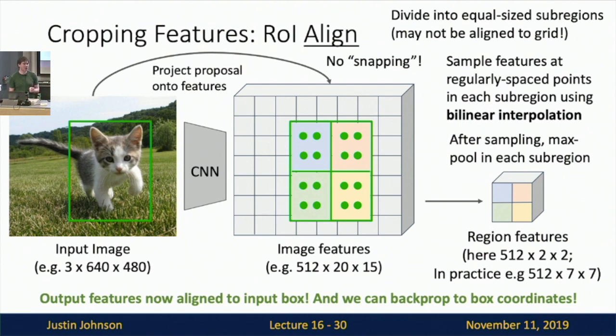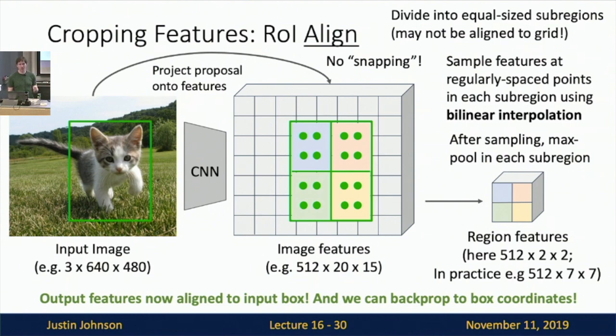Now, I know this RoI Align operation was a little bit complicated, but it basically solves the two problems that we had with the RoI Pool operation. Because we have no snapping anywhere in this sampling procedure, because we're using real valued sampling and bilinear interpolation, all of our sampled features are going to be perfectly aligned to the positions in the input image. So it's going to solve this alignment problem that we had with RoI Pool.